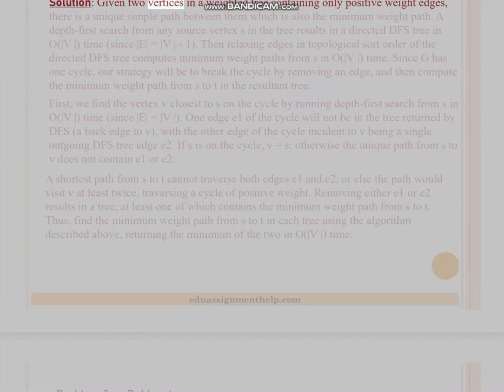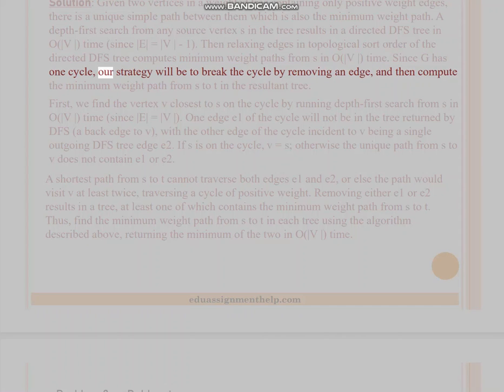Solution: given two vertices in a weighted tree containing only positive weight edges, there is a unique simple path between them which is also the minimum weight path. A depth-first search from any source vertex S in the tree results in a directed DFS tree in O(|V|) time, since |E| = |V| - 1. Then relaxing edges in topological sort order of the directed DFS tree computes minimum weight paths from S in O(|V|) time.